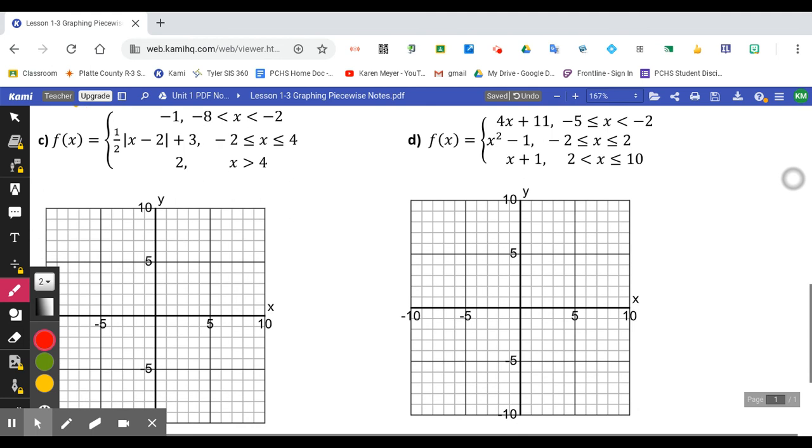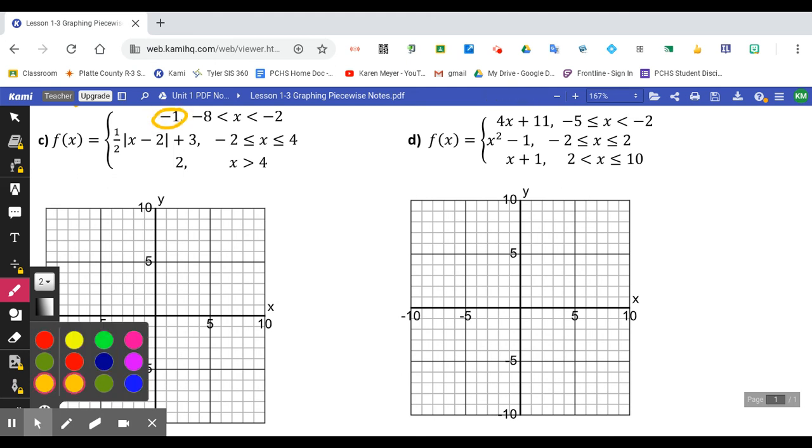Okay, the last two we have, they run into parts that aren't going to just be lines. You're going to have an absolute value in C, and then if you look over in D, you're going to have a quadratic. So on C, the top one, it's negative 1. So that makes it a horizontal line because there's no variable with it.